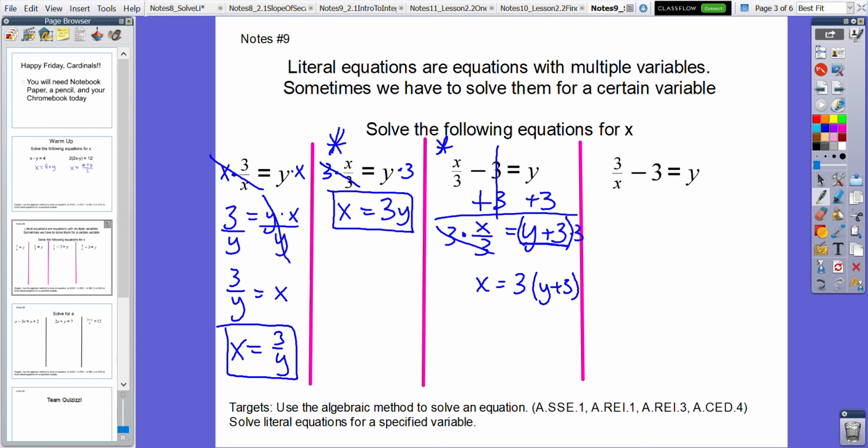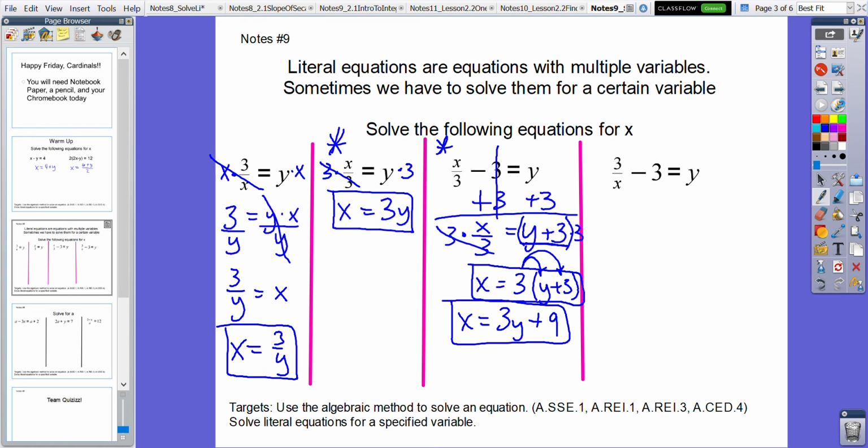And this is an acceptable answer. Some of you may say, hey, there's a 3 outside my parentheses, I should be distributing. You're absolutely correct. So when I do that, y times 3 and then 3 times 3, that gives me x equals 3y plus 9. So once again, either answer is acceptable if you want to leave it factored or if you want to distribute out, but that is how you solve for x given this more complicated example.